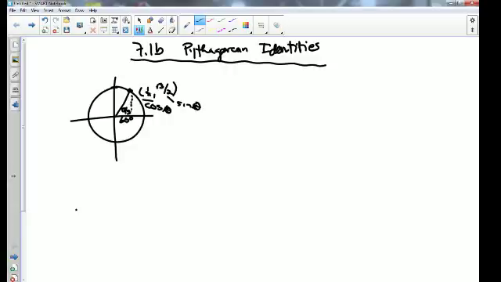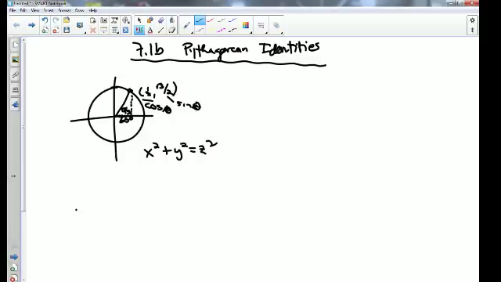So that forms a triangle, correct? Yeah. The x value is cosine, and the y value is sine. That's a right triangle. What theorem can we use to define the sides of a right triangle? Yeah, the Pythagorean theorem, right? So we know this is true. Correct? You're good with that?